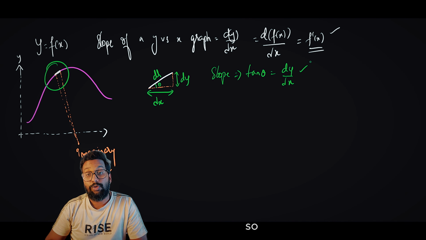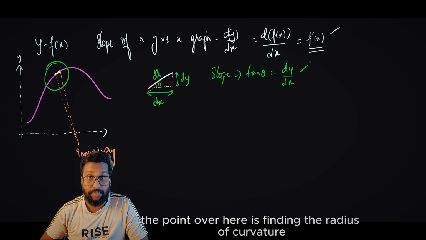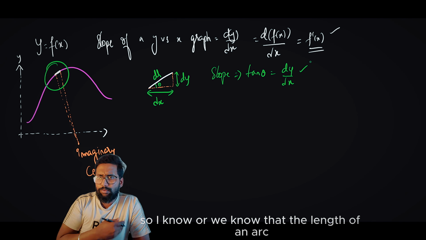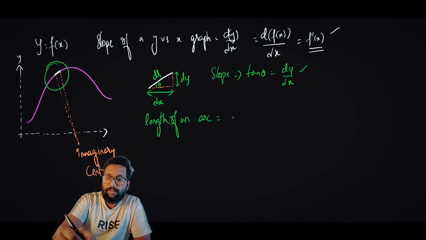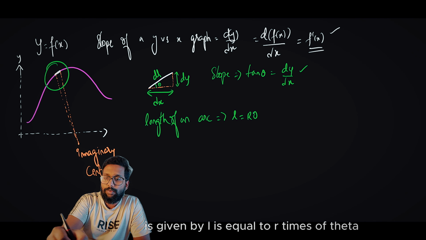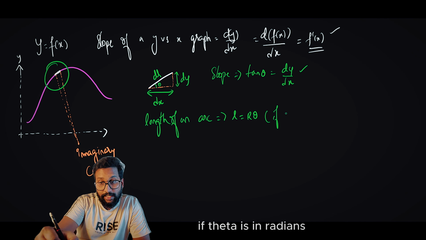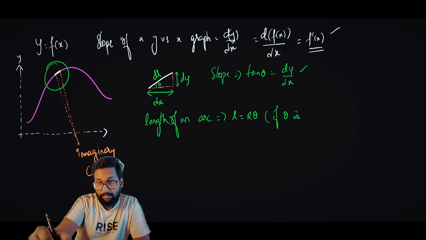Right? So the point over here is finding the radius of curvature. I know, or we know, that the length of an arc is given by L is equal to r times theta, if theta is in radians.